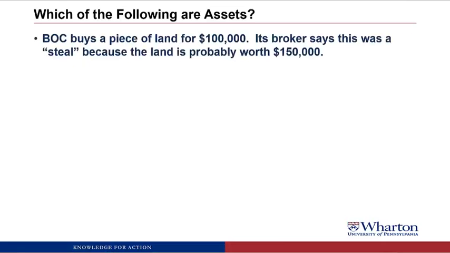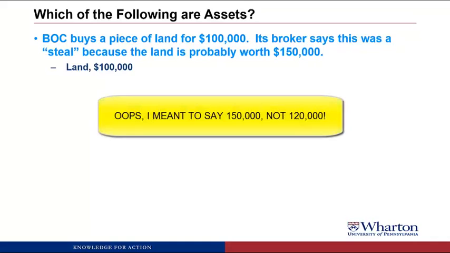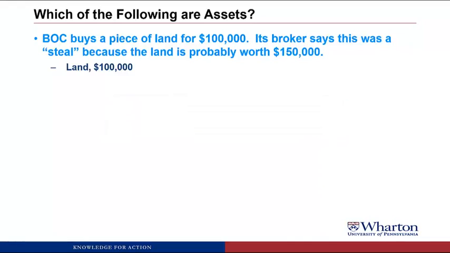BOC buys a piece of land for $100,000. Its broker says this was a steal because the land is probably worth $150,000. This is an asset because we acquired the land in a market transaction. We will call the asset land. The value of the benefits are assumed to be $100,000, which is what we paid for the land. It's not the $120,000, which the broker says it's worth, because that wasn't based on a market transaction. We assume the value of the benefits are what we actually paid for the land to acquire it.